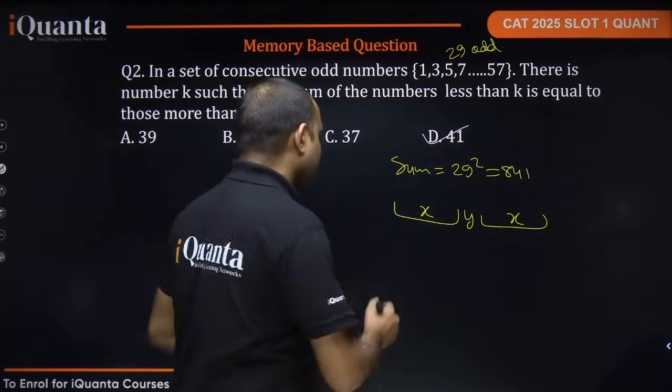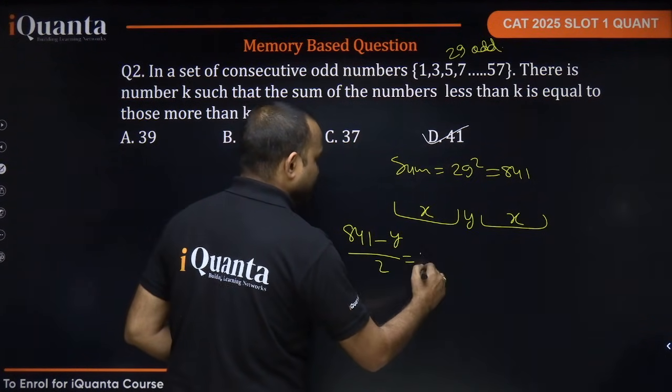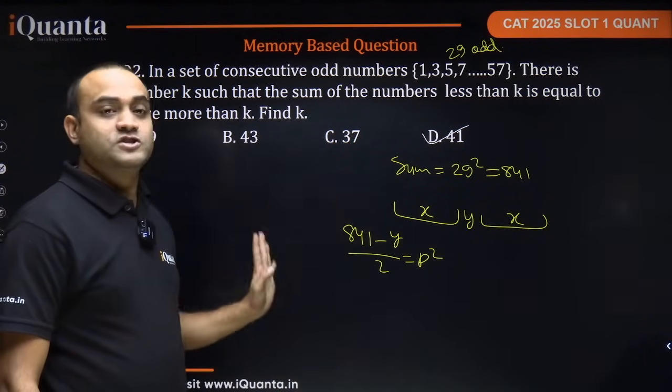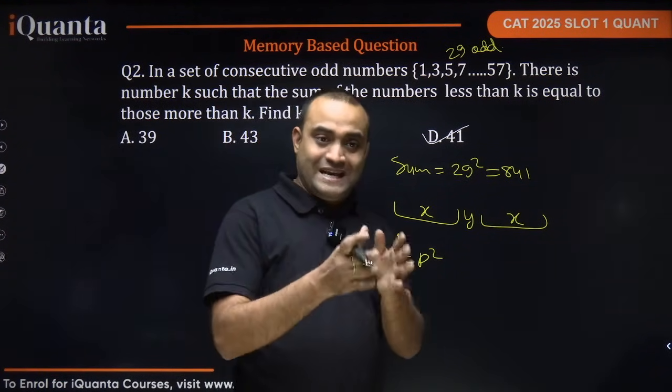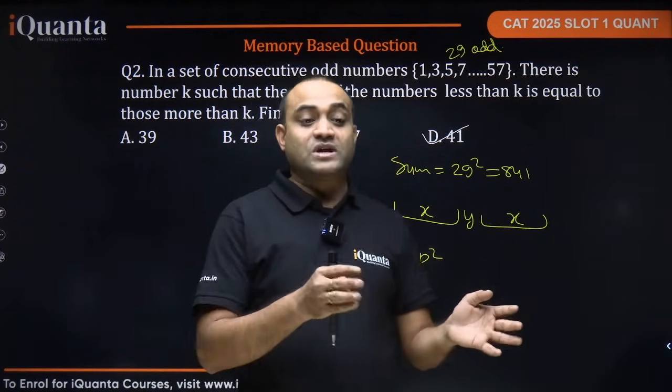So what we need to do: 841 minus y by 2 should be a perfect square. First of all, if you check, only 41 fits here. So 41 fits here means the number 41 is in between. And before that, we have 1 to 39, all odd numbers.